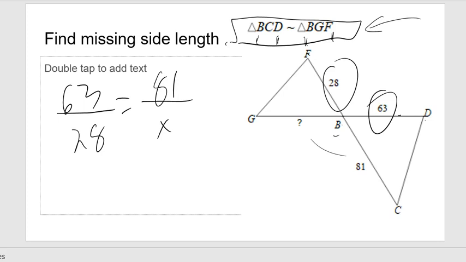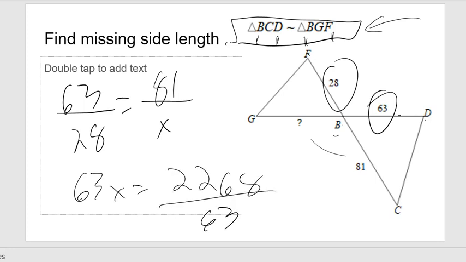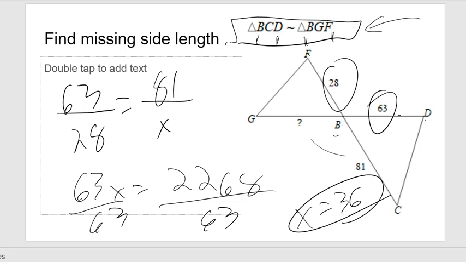So we got them together. We're going to get 63x equals 28 times 81, which is 2,268. And we're going to divide it by 63, and we're going to get x equals 36. There we go.